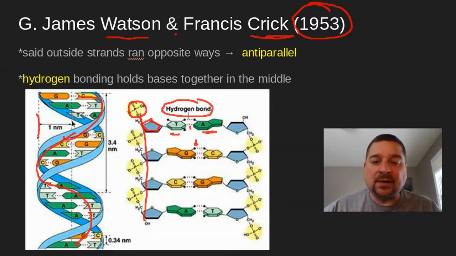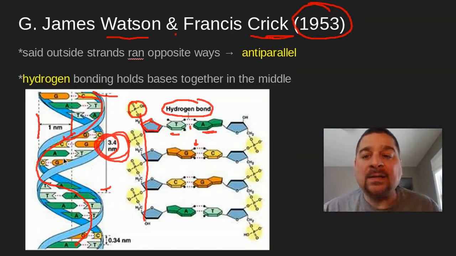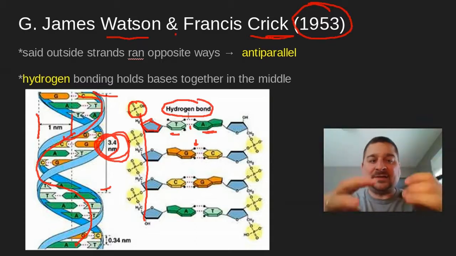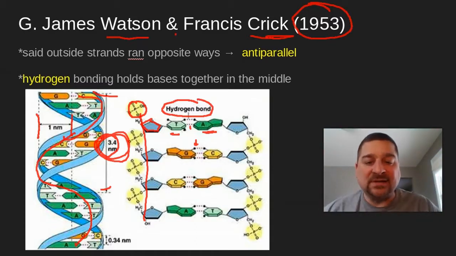When they started looking at the size of the molecules and these measurements, they fit with what the X-ray diffraction data said from Rosalind Franklin. And so they built this thing with their cardboard cutouts and chicken wire, and glued this and built this thing from floor to ceiling.